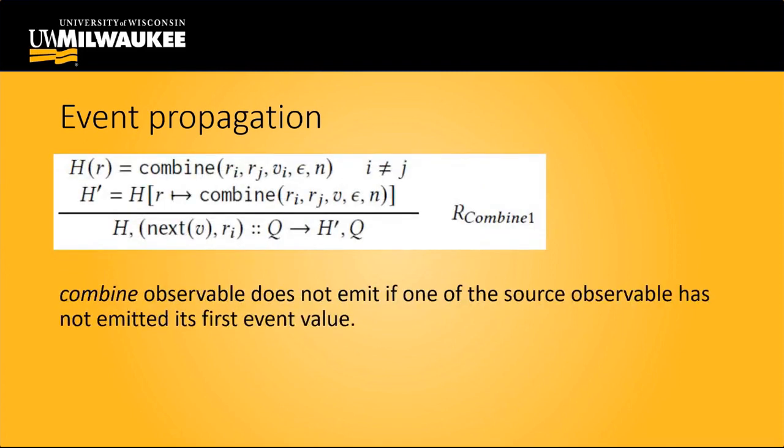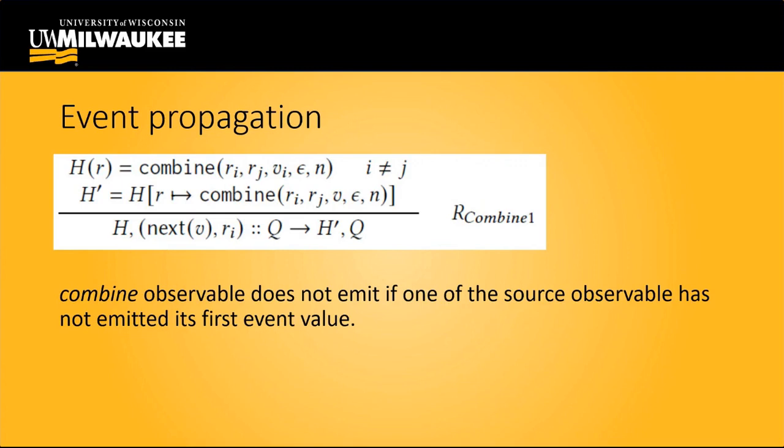The rules for combined observable are a bit more complex. The observable is also called combineLatest in RxJS, where each of the source observables needs to emit at least one event value. So our first rule for combine says that if one of the source observables has not emitted, while the other source observable does, then nothing will be emitted.